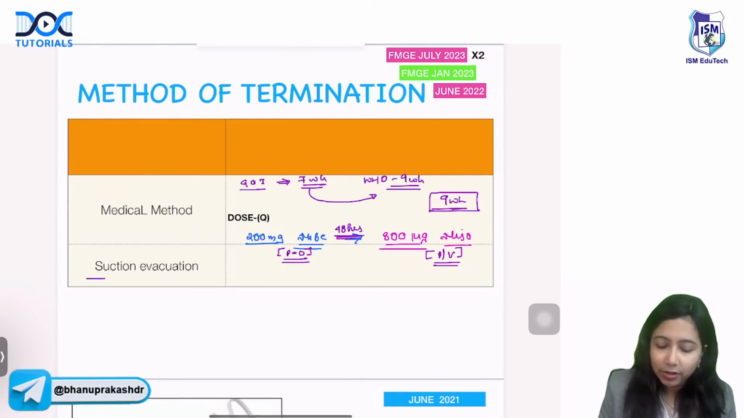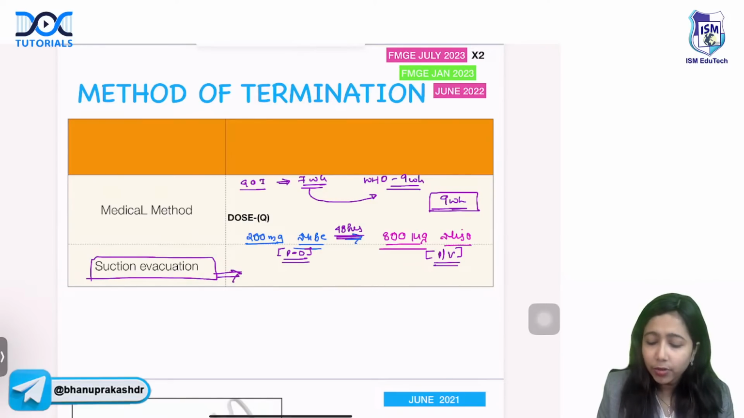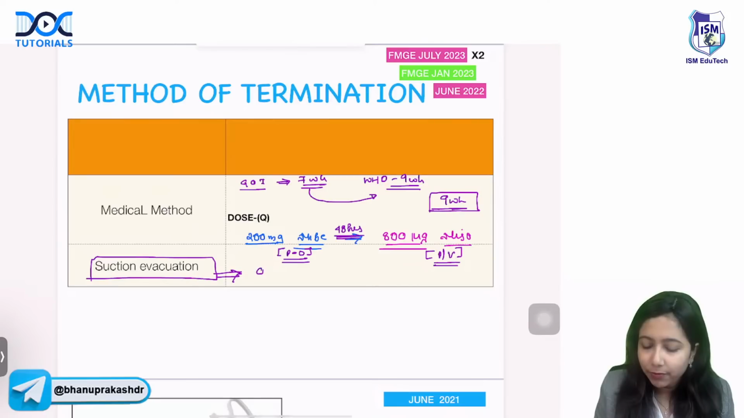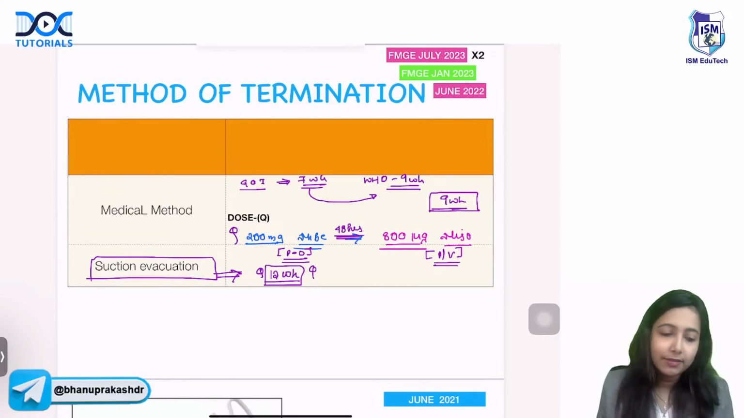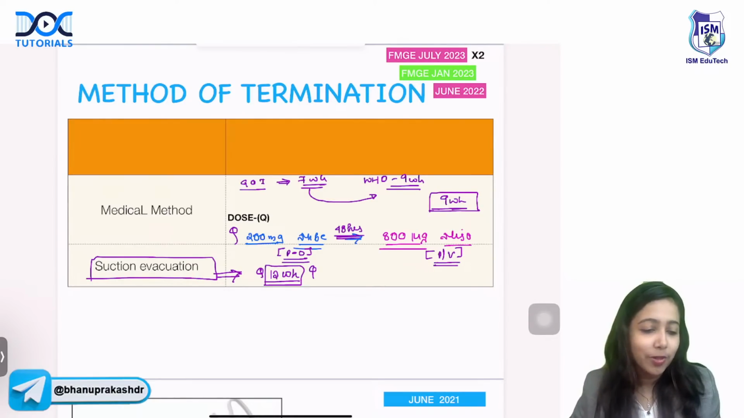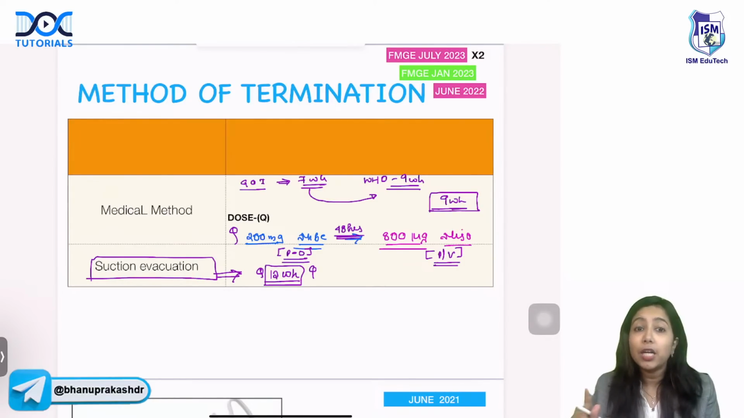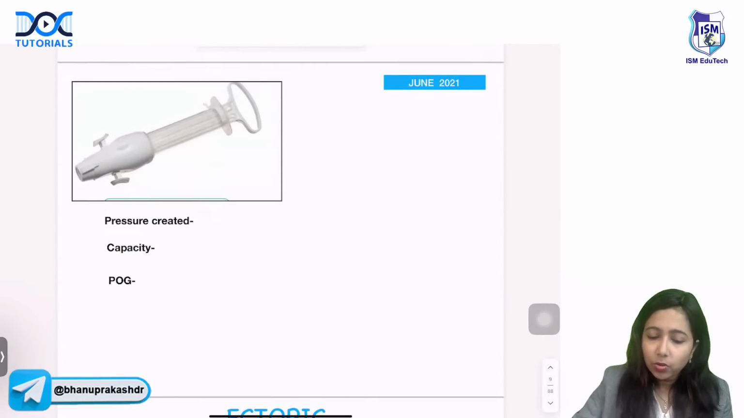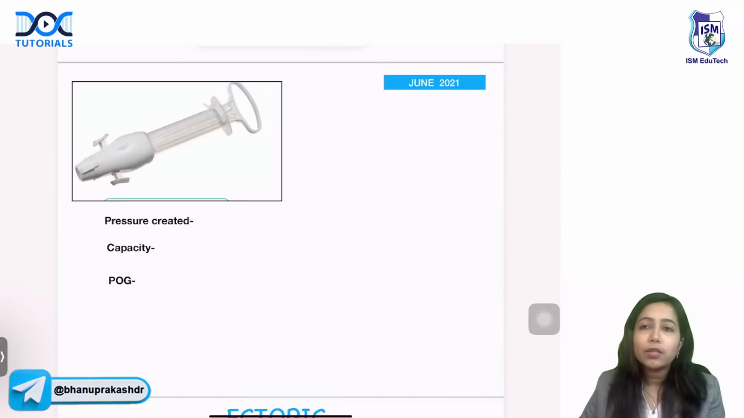So after this medical management, after the 9 weeks, the preferred one is surgical management, and the preferred surgical method is suction evacuation. And the question is, till what period of gestation is suction evacuation preferred? This is the preferred method till 12 weeks. Till 12 weeks. Yes, perfect. So many have answered very correctly. I'm very happy that you are so on par with your preparation as well. Yes, it is still 12 weeks. Suction evacuation is done till 12 weeks. So, can you identify what is the instrument shown? What is this instrument that is shown in the image?